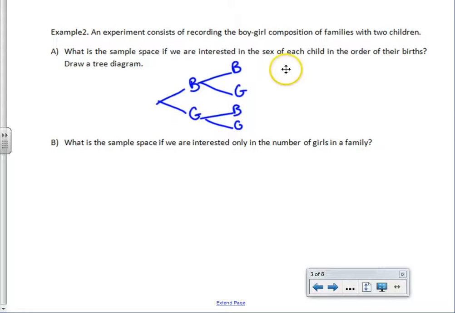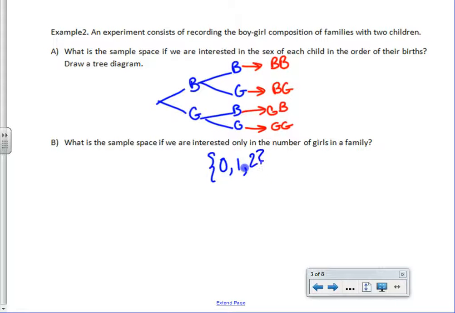To dictate what happens off each of these branches, I'm just going to write the letters in order. My first outcome would be boy, then boy. My second outcome would be boy, then girl. Third outcome could be girl, then boy. And fourth outcome could be girl, girl. So 4 different possible outcomes for these 2 children. And what is the sample space if we're only interested in how many girls are in the family? There's either 0 girls, there could also be just 1 girl, and there could be up to 2 girls.